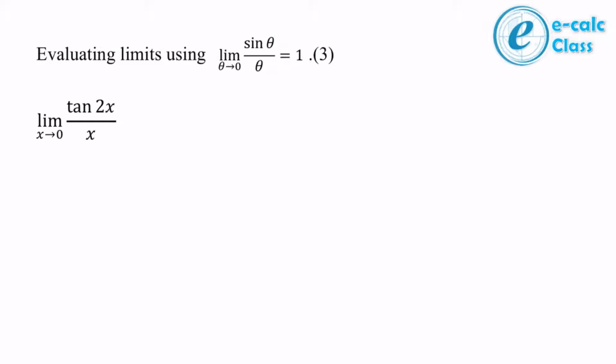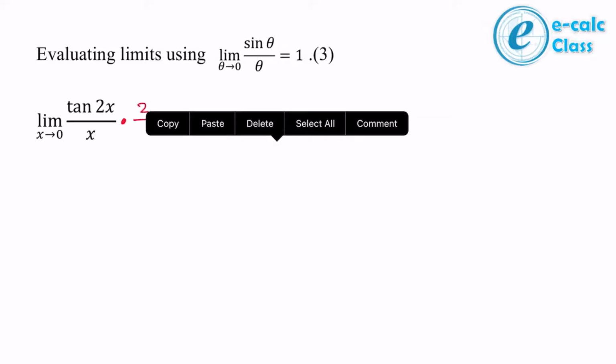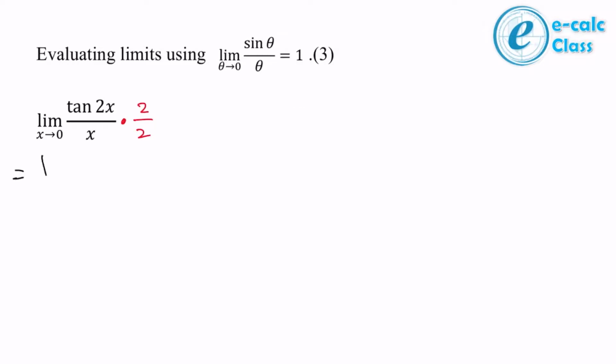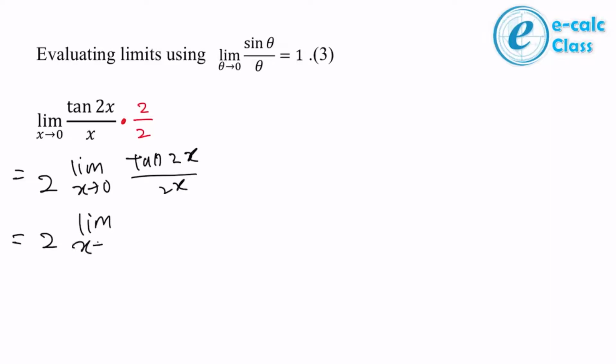So I will just go ahead and multiply by 2 over 2, which is, actually I can take out the 2, right? Limit x approach 0, tangent 2x over 2x. But I want sine. How can I get a sine out of tangent? It is sine over cos, isn't it? So 2 limit x approach 0. If I take a sine 2x, then I have another 1 over cos 2x, right?